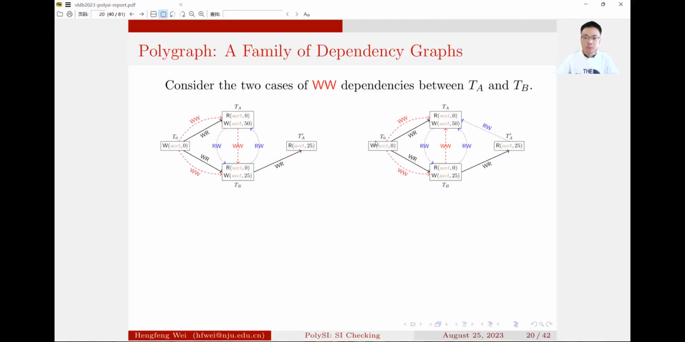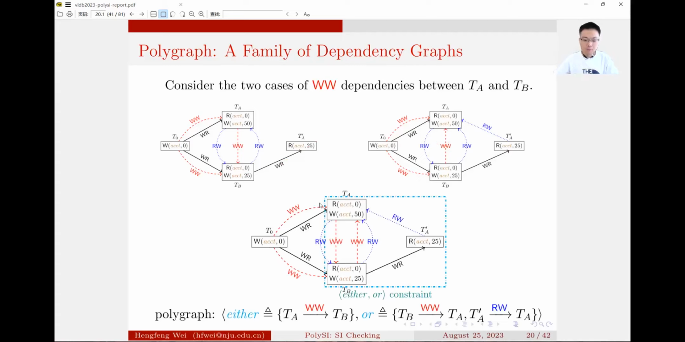Now the problem is how to capture all the possible dependency graphs. To do this, we introduce polygraph. Intuitively, a polygraph is a family of dependency graphs. For example, we can merge these 2 possible dependency graphs into a single polygraph. Polygraph uses such either-or constraints to capture the 2 possible cases of WW dependencies between TA and TB.